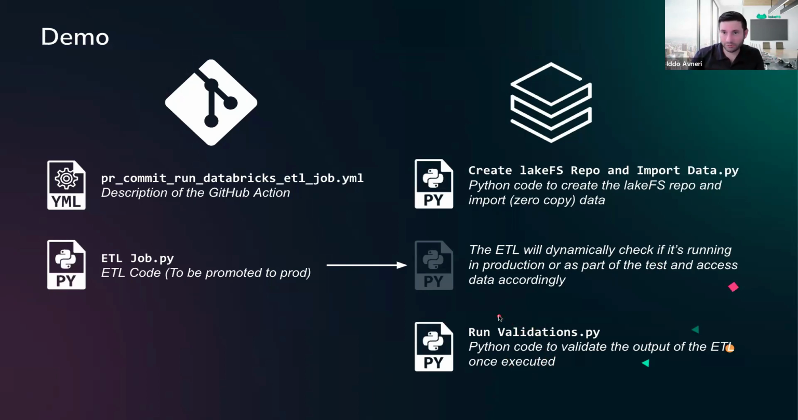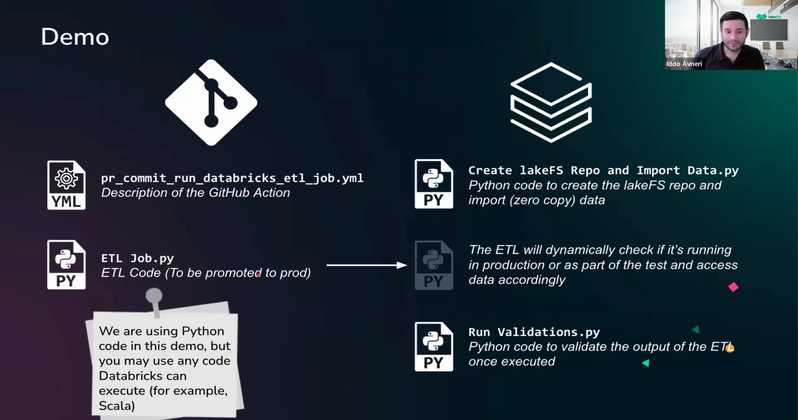Now, here we wrote Python code, but you can run anything that you want. You can use Scala, for example, if you wanted instead. We have a Python example that we're going to show you here, and we have Scala documented as well. The validation is also Python code. Obviously, if you have Great Expectations or whatever tool that you want to use to validate that the ETL is successful, you can use that as well.